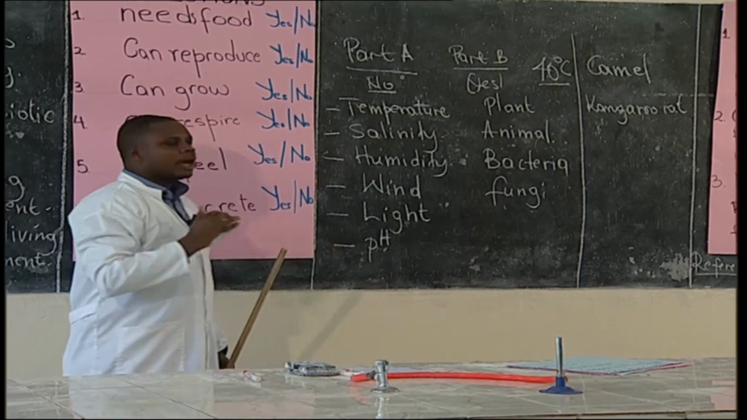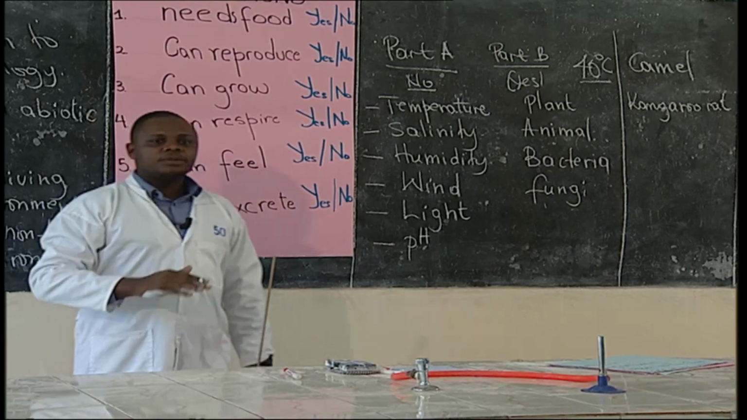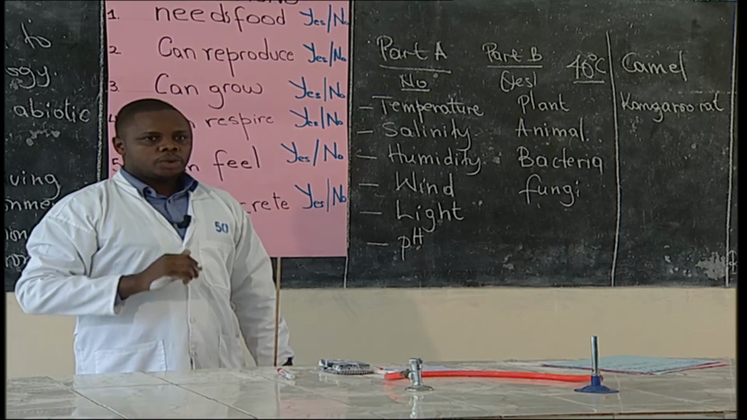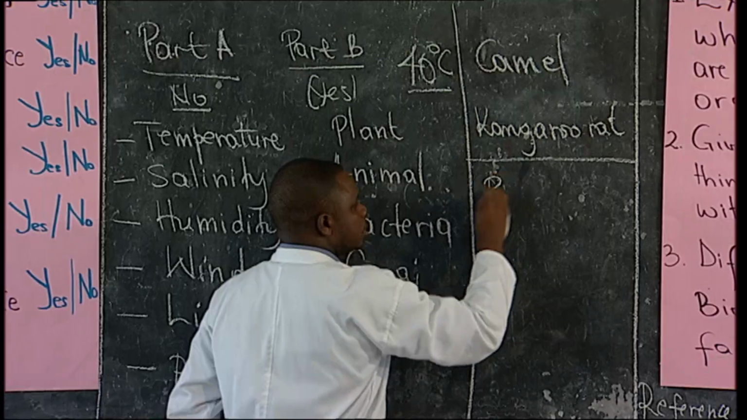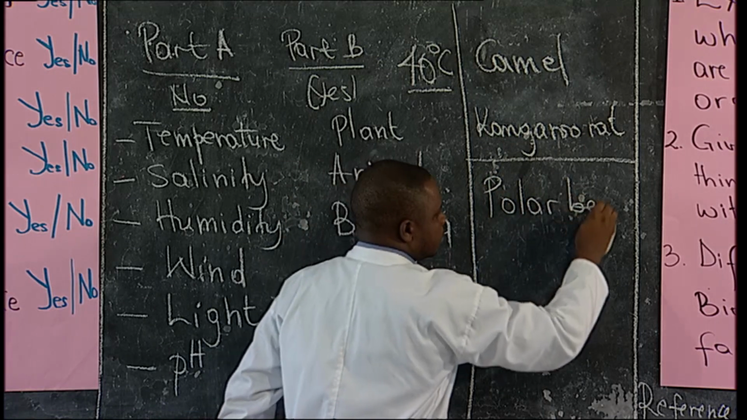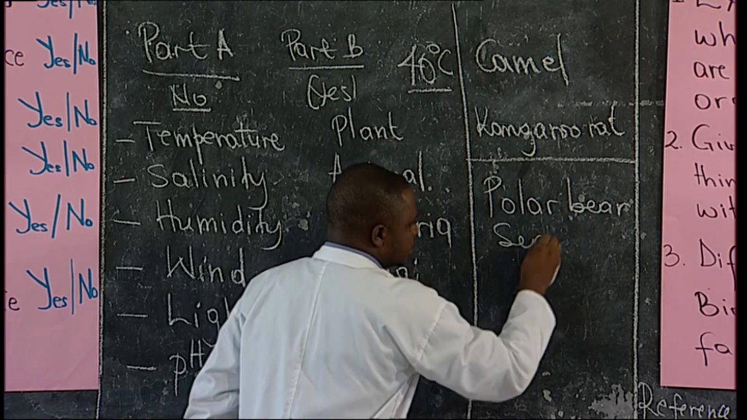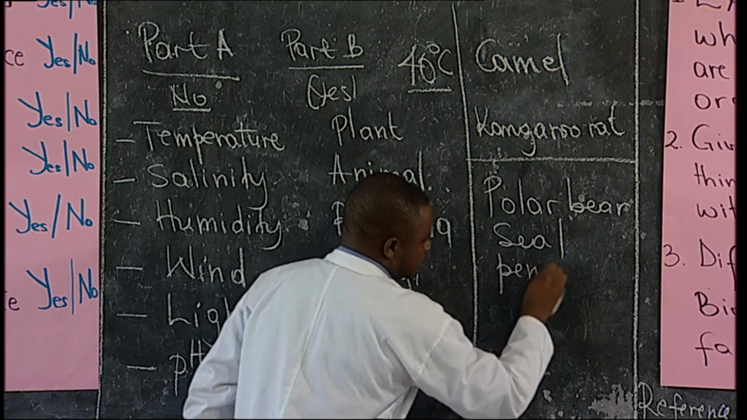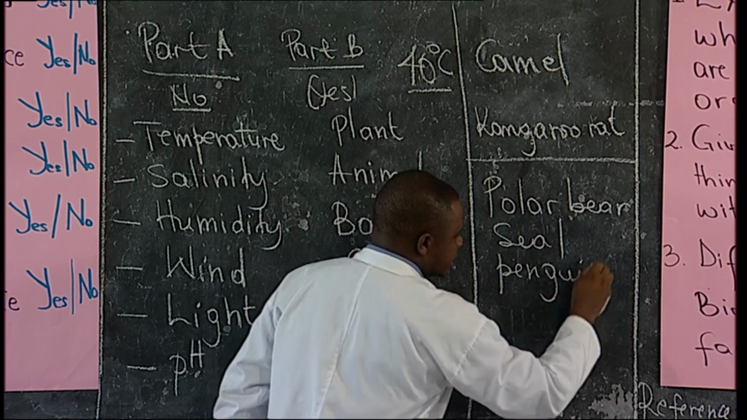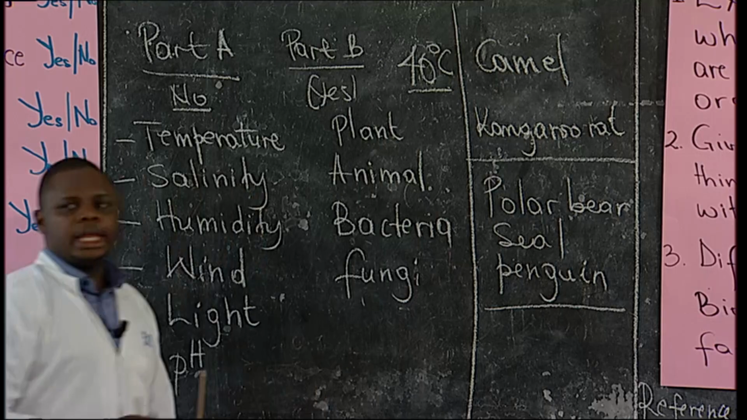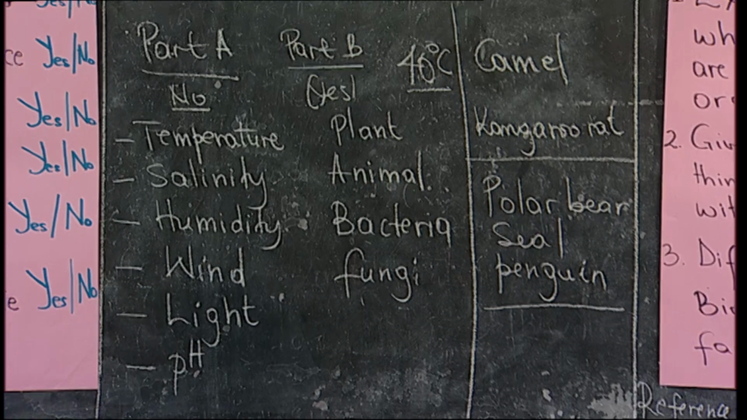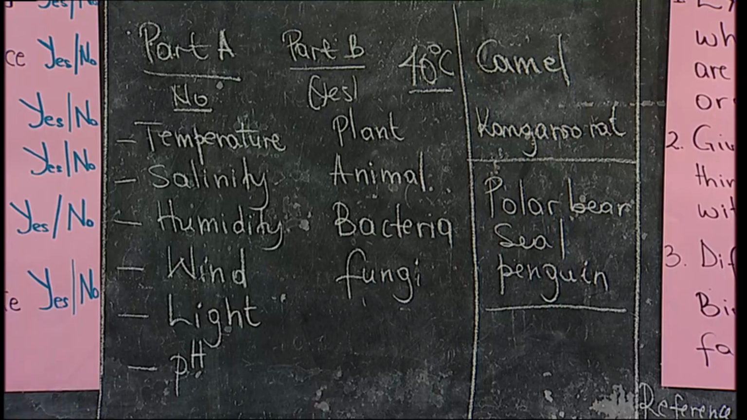We also have other animals which live in cold environments. We can give example of a polar bear, seal, and penguin. These live in environments which are cold, meaning temperature is a very important factor to living organisms.